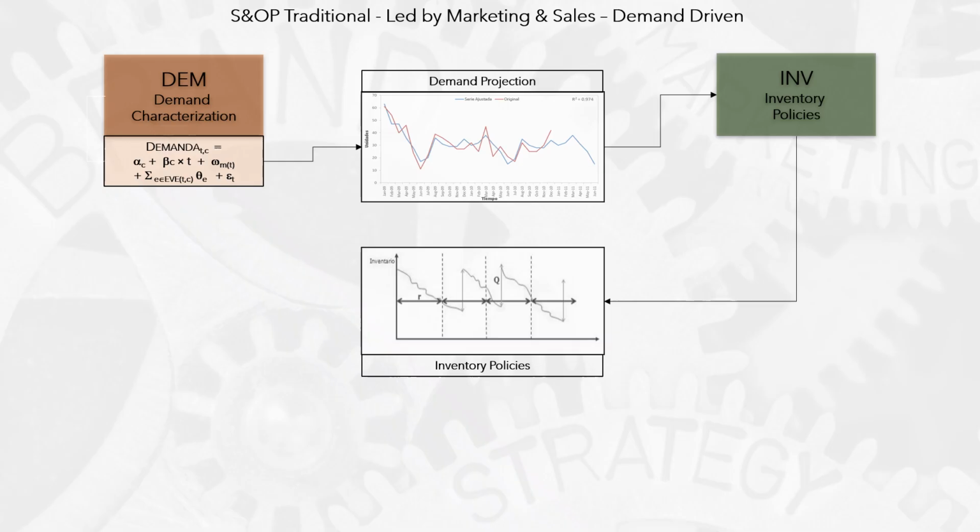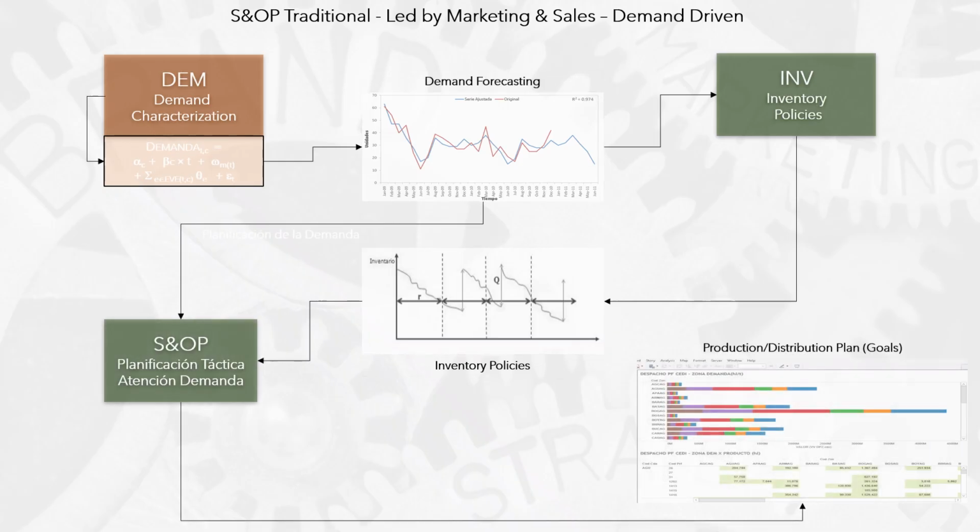The next step is to use demand projections to determine the inventory policies to be followed over the planning horizon. The final step is to run the SANDOP model, taking as input demand projection and inventory policies. The result of the SANDOP model will be the plan of the goals, production and distribution, to be achieved during the planning horizon. This process, despite being carried out with advanced mathematical models, may have many coordination problems.